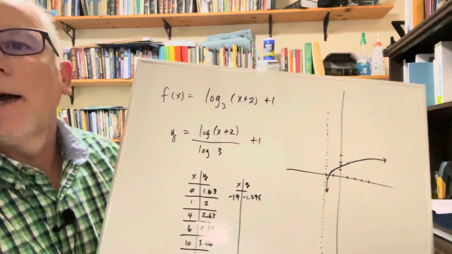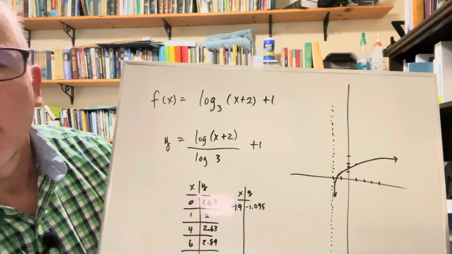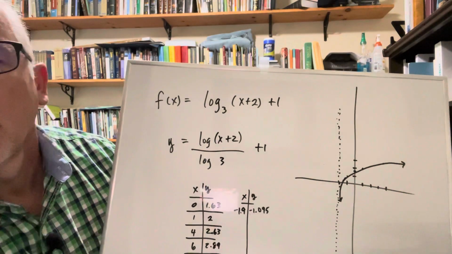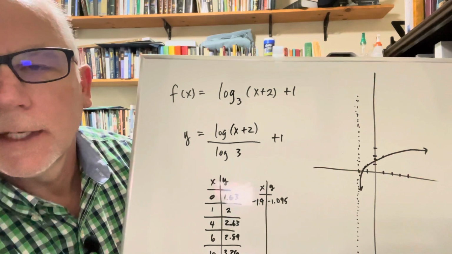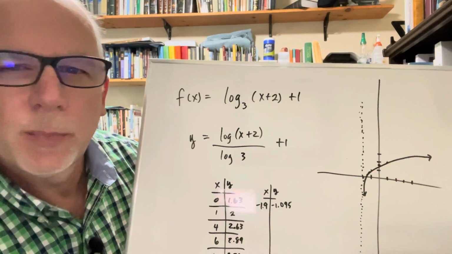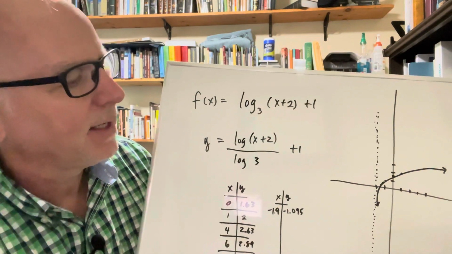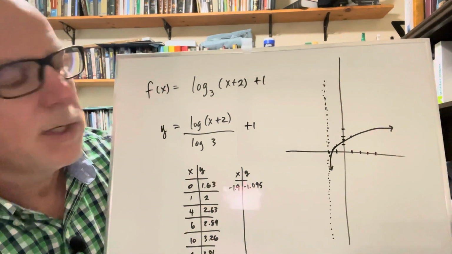Let's talk about logarithmic graphs like this. Notice we have f of x equals the log of x plus 2 base 3, and then plus 1 is tacked on. There's a bunch of ways to do this. One way is to use the change of base formula, put it in a graphing calculator and graph it. The graph's going to look like this over here.